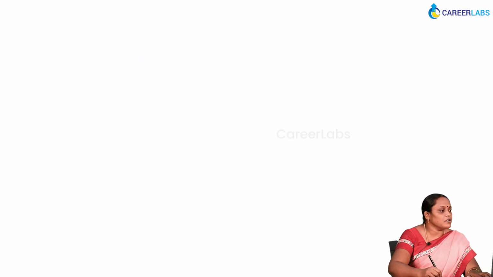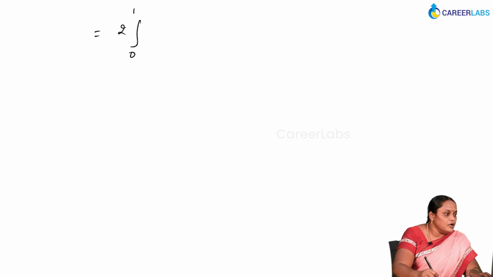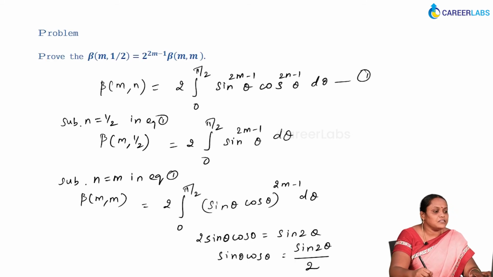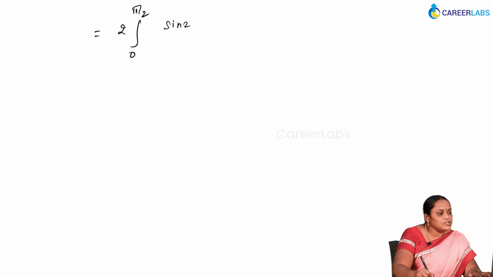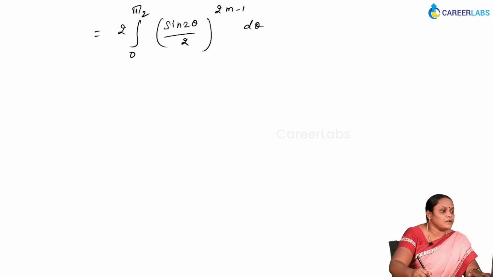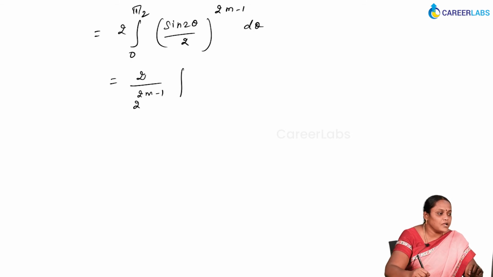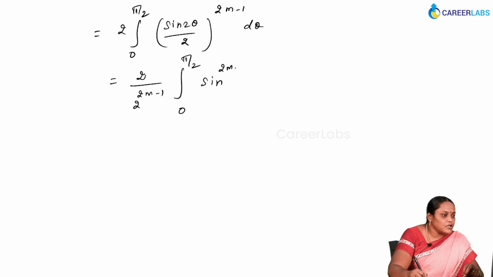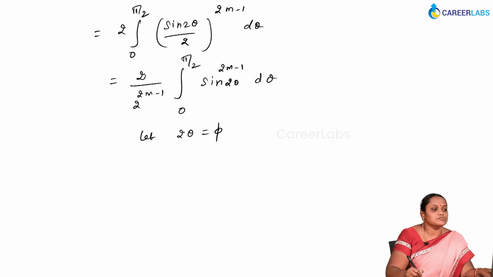So this will be equivalent to 2 times integral 0 to pi by 2. In the place of sine theta into cos theta, it is sine 2 theta divided by 2 raised to the power 2m minus 1 d theta. So this is 2 divided by 2 to the power 2m minus 1. We can take it outside. The remaining is nothing but 0 to pi by 2 sine to the power 2m minus 1 of 2 theta into d theta. So now let us take a substitution. Let 2 theta be equivalent to some other function phi. Therefore, 2 d theta will be equivalent to d phi.